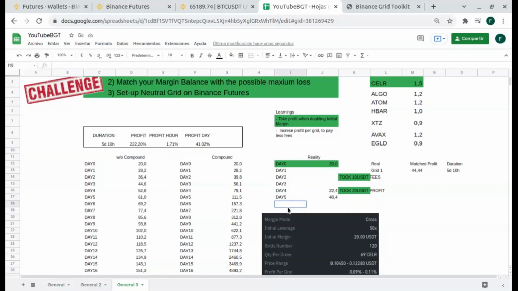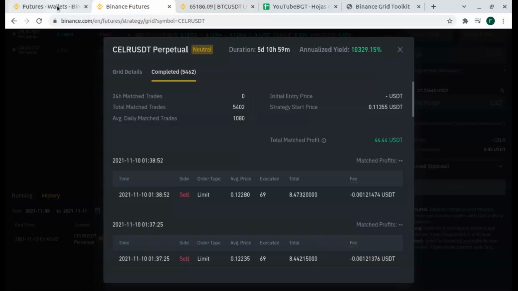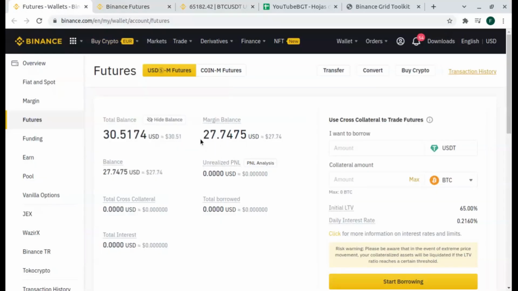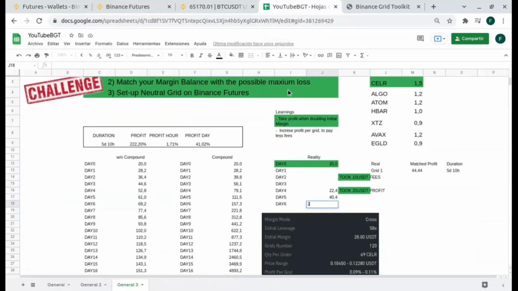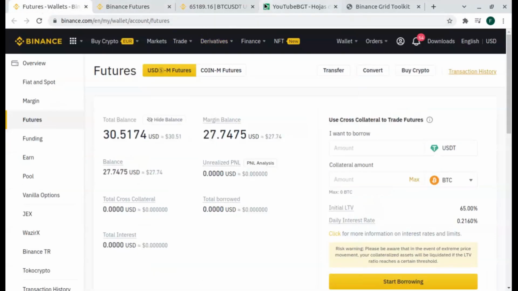on day number 5, our margin balance is 27.74 USDT. So yeah, we can open another grid from this margin balance.